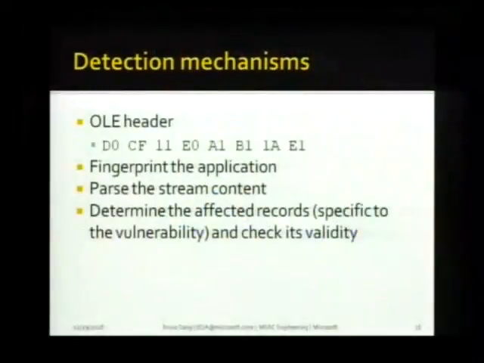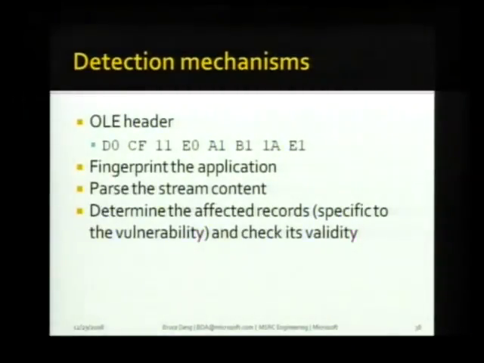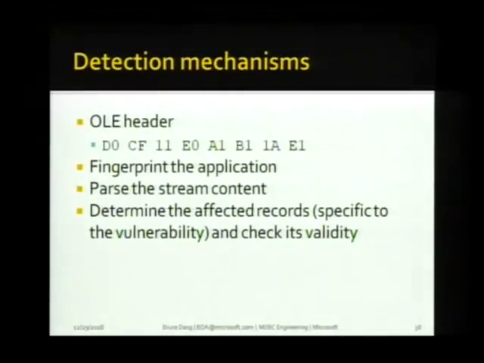So how to detect this stuff? It's actually kind of difficult, but not impossible. So if you're an IDS, you've got to figure out, okay, is this file an OLE file? If it is, then do something with it. And the way you identify an OLE file is by the first 8 bytes. It always has D0CF11E0 and so on. And then you fingerprint the application. By fingerprinting, I mean: is this a Word document? Is this a PowerPoint document? Is it an Excel? Whatever.